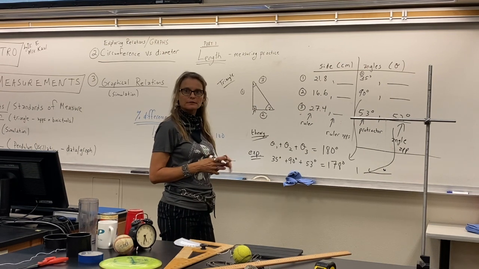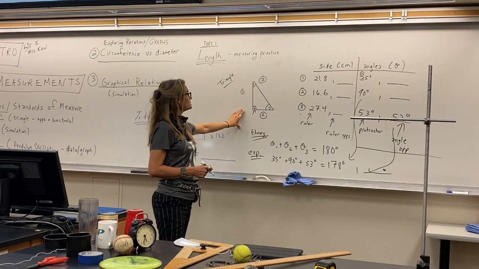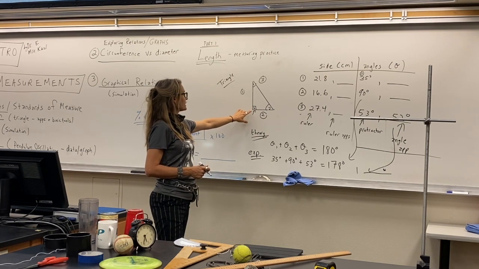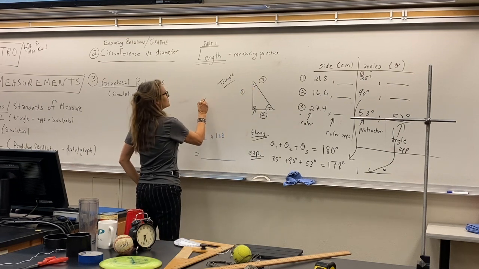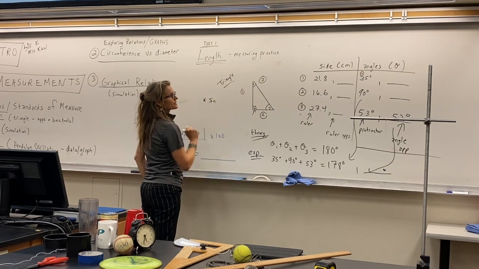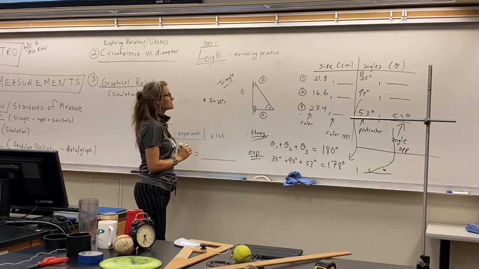The other parts that you'll be asked about this is to verify some of your trig relations. So we do know that the sine of angle 1, which is, let's say, 35 degrees, must equal the opposite over adjacent.